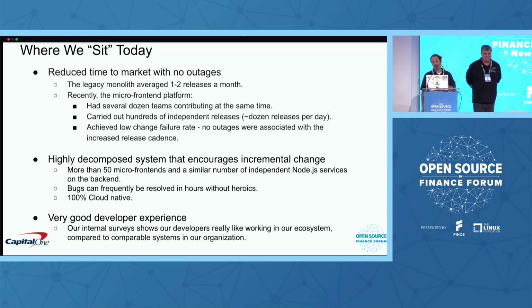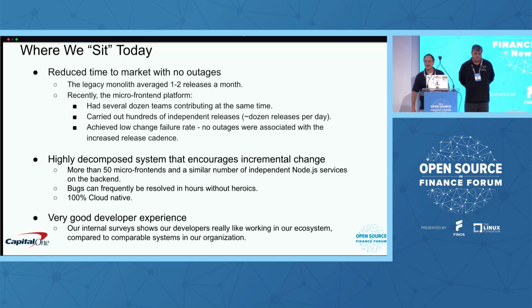right now we have reduced time to market with no outages. Remember that we were talking about 1 or 2 releases a month. Recently, this micro front-end platform has several dozen teams contributing at the same time. Hundreds of releases a month. We have a dozen plus releases a day on this platform. In the past year, we've done several thousand releases, and we've had no outages associated with any of those releases.